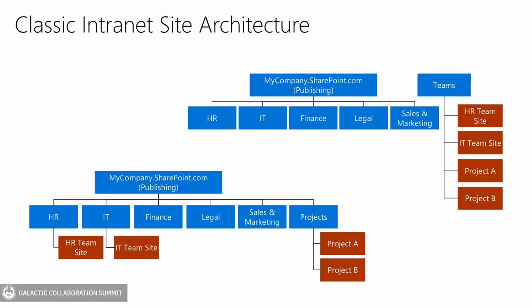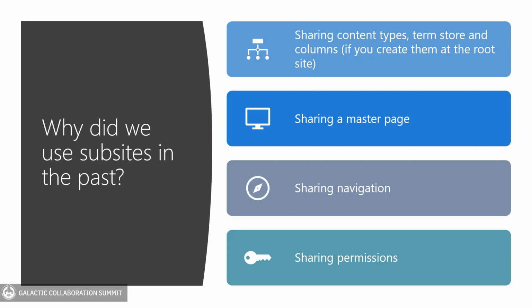You've probably seen an architecture that looks a little bit like this. Maybe you had one site that was your primary site collection, and then you had a subsite for each department, and then either you had a subsite for each team within a department where they could collaborate privately, or maybe you had your team sites in another site collection. But either way, using subsites was the thing that we used to do to build our intranets.